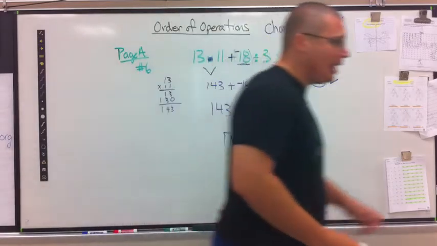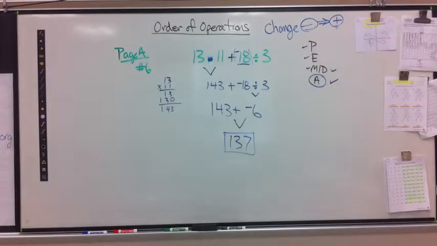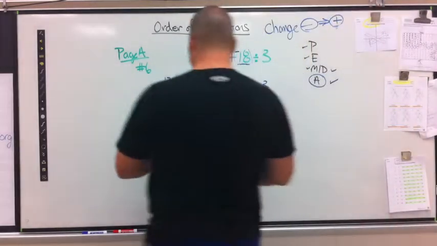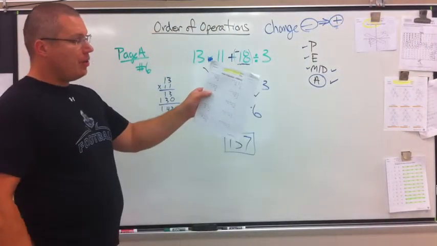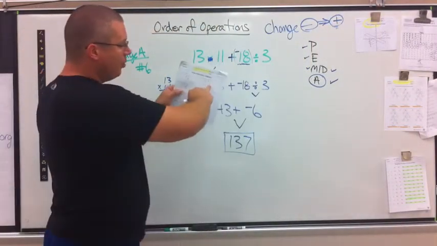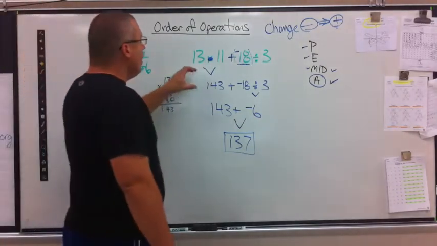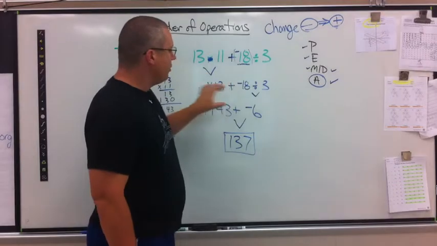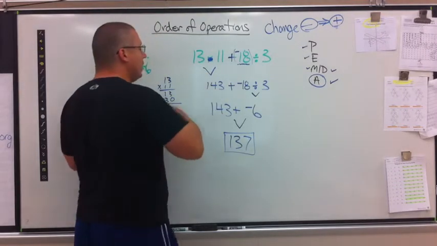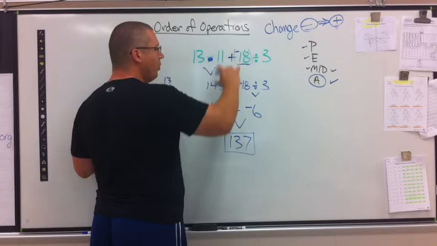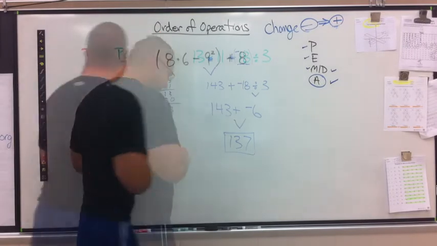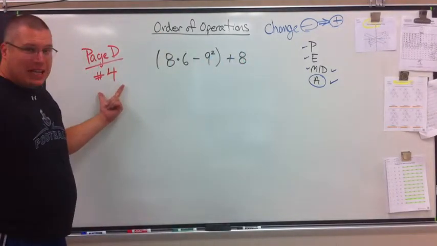If I check my handy dandy answer key, hold on a second. My handy dandy answer key, which is attached to this file, yes it is, it's 137. So that means I'm in the right ballpark. You will need to show each line being rewritten. You are allowed to take care of one operation for each line. Okay? Next one is page D, number 4.